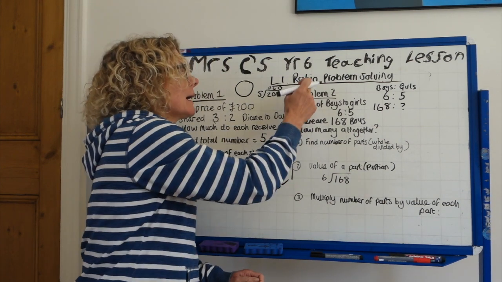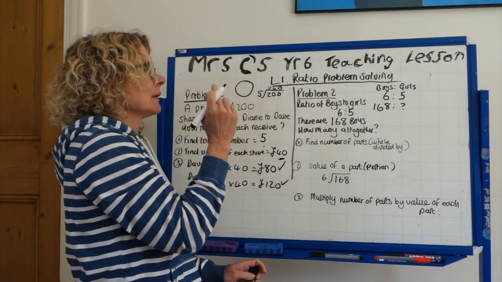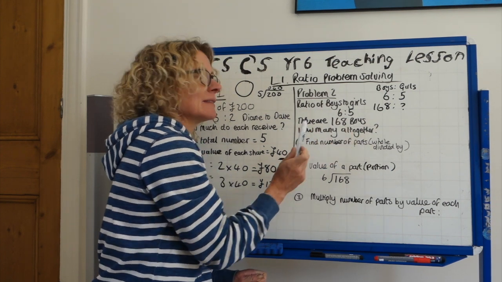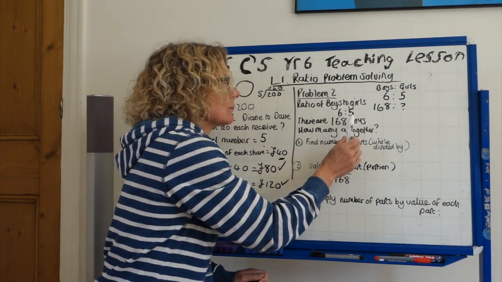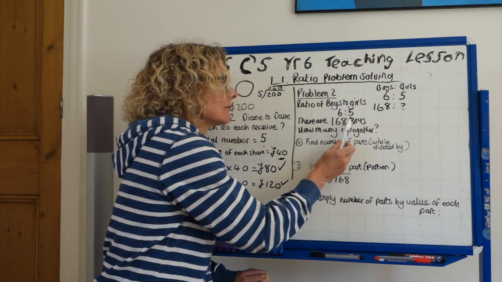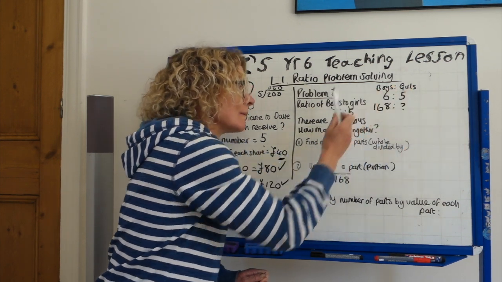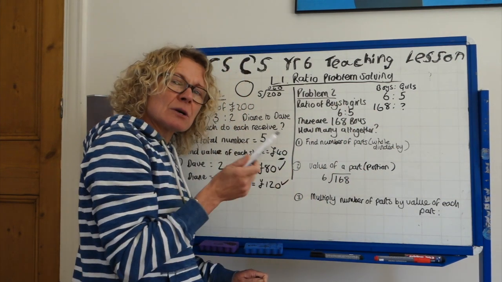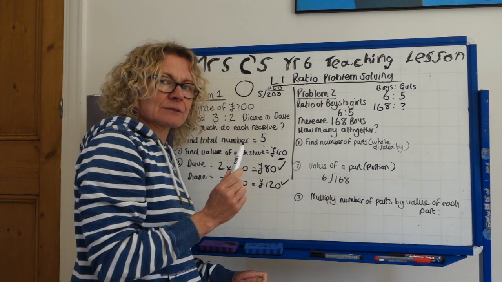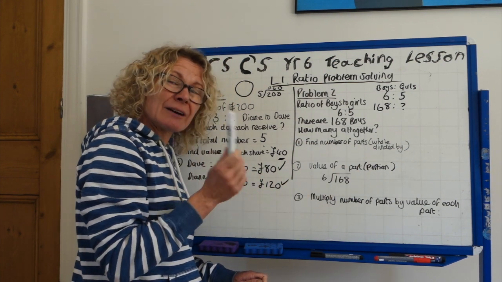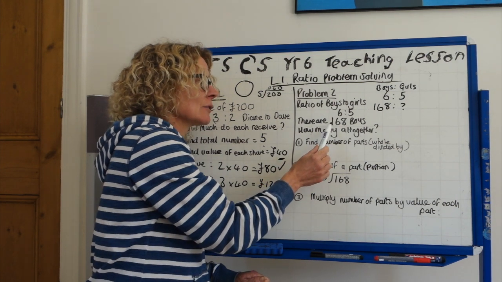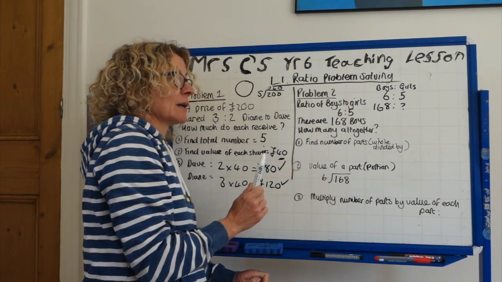Slightly different way of working with ratio here. We've got a school and the ratio of boys to girls in that school is 6 to 5. So for every 6 boys, there are 5 girls out of the whole amount at the school. But we don't know what the whole amount of the school is, and that is what we're being asked to find out. What we do know, and you have to always look at this when you're looking at ratio problems, is that there are 168 boys.